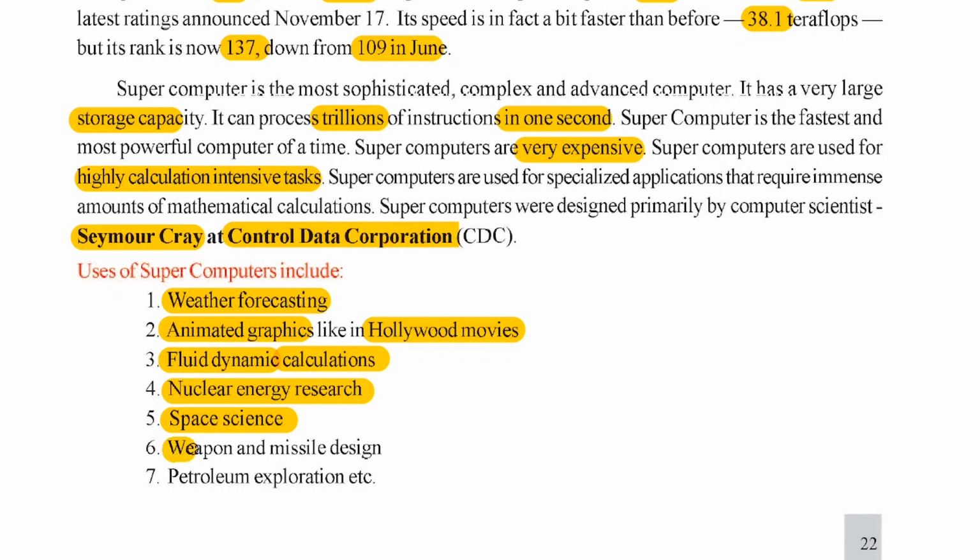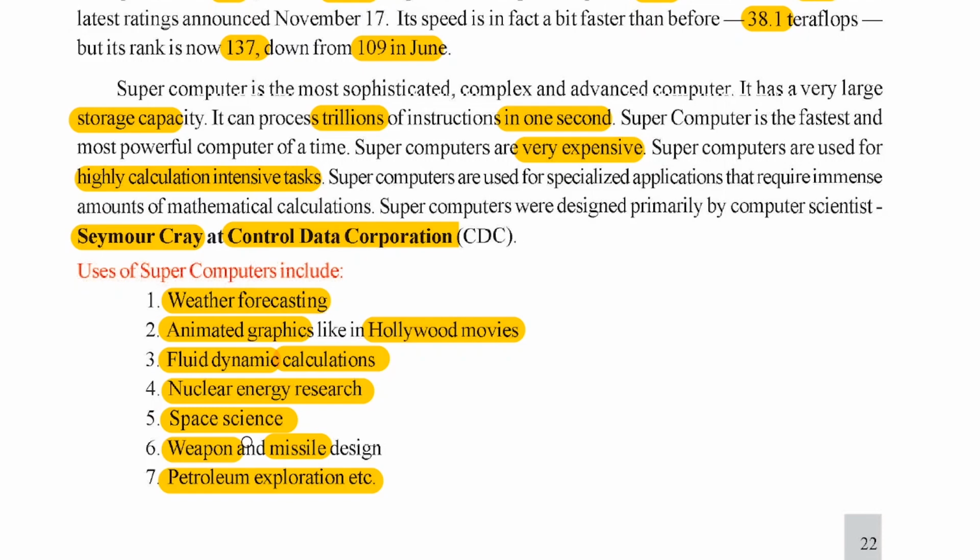Weapon and missile design today, that's also where we use them, and petroleum exploration. So these are the areas where supercomputers are being used. Sometimes they may ask for 5 marks: mention any 5 uses of supercomputers. We can write weather forecasting, animated graphics in Hollywood movies, fluid dynamic calculation, nuclear research, space science, weapon and missile design, petroleum exploration. Any 5 you can write.